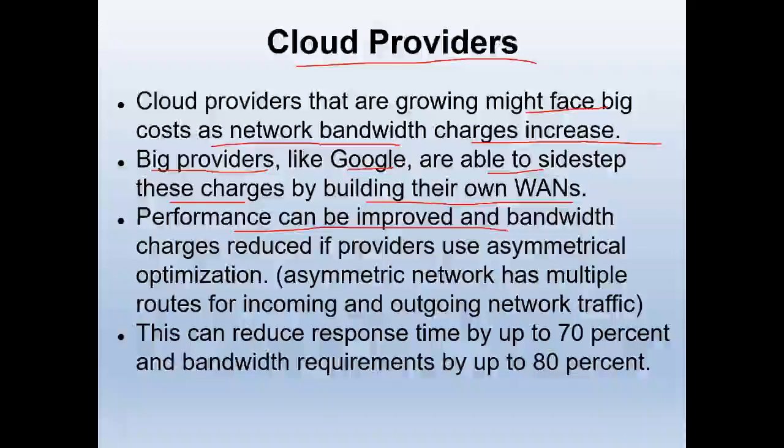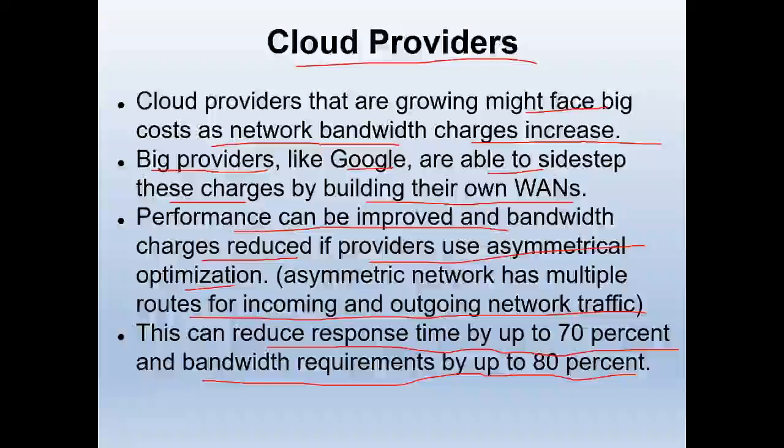Performance can be improved and bandwidth charges reduced if providers use asymmetrical optimization. Big organizations use their own private WAN, so those are more secure. If other organizations use asymmetrical optimization, where they have multiple routes for incoming and outgoing network traffic, this can reduce the charges. It can reduce response time by up to 70% and bandwidth requirements by up to 80%.